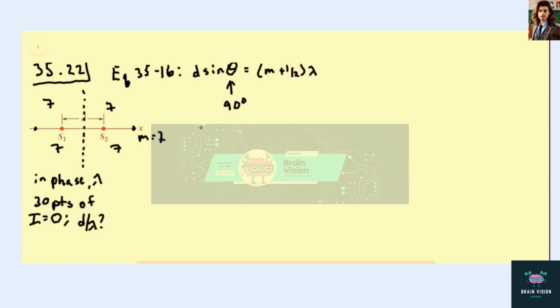So we have d sine theta, which is 1 at 90 degrees because the angle is measured relative to our y-axis here, is going to equal m, which is 7, plus 1/2 times lambda. And so then this implies that d over lambda is 7.5.